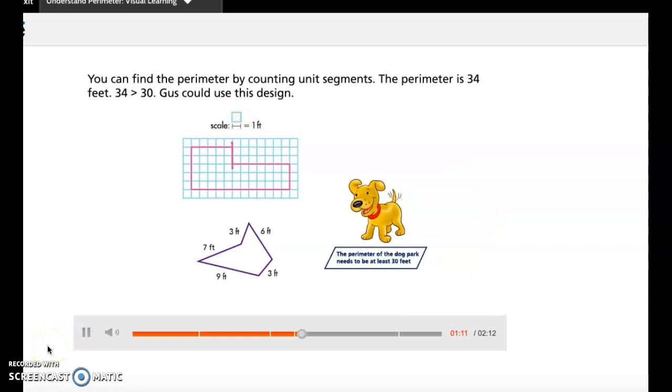You can find the perimeter by counting unit segments. The perimeter is 34 feet. 34 is greater than 30. Gus could use this design.